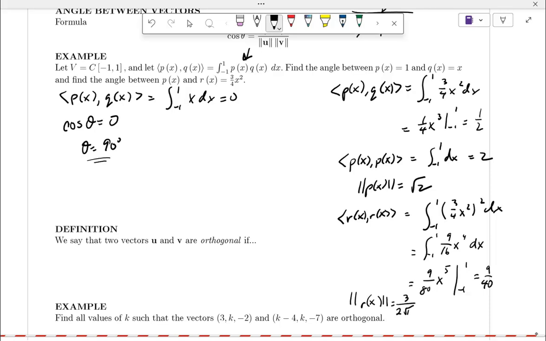Is it 2√10 on the bottom? Ooh, that doesn't sound good.